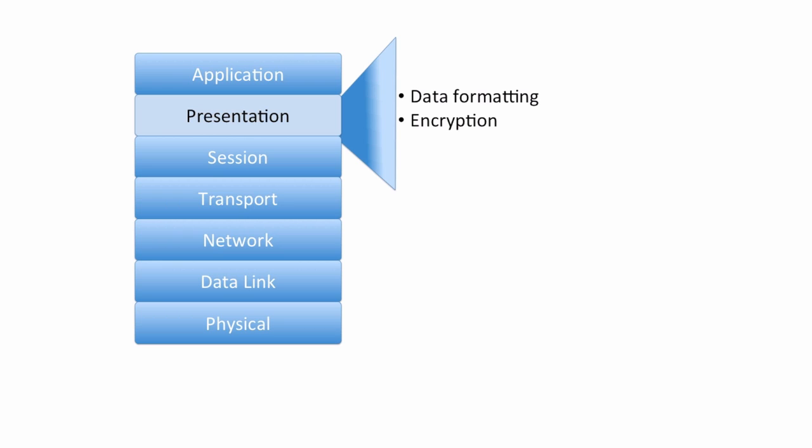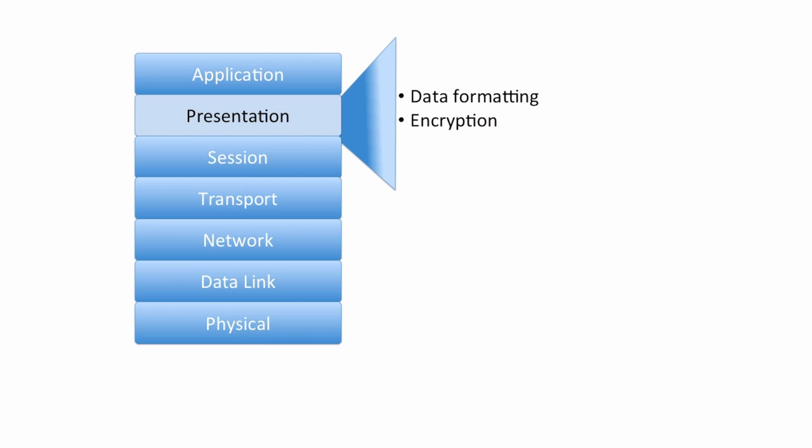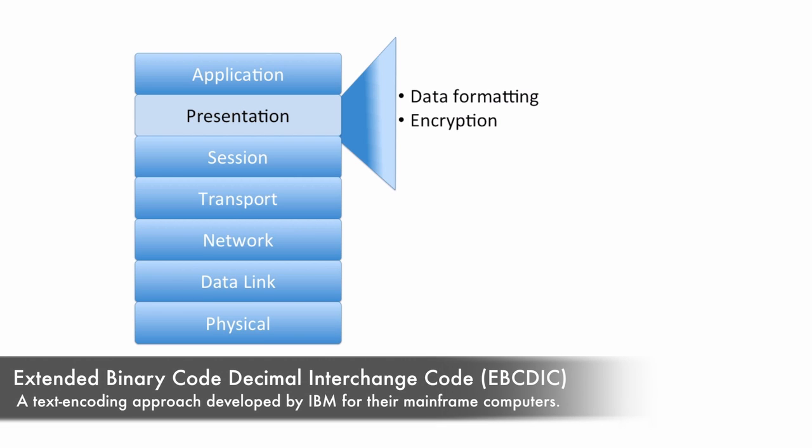There are different text formatting approaches out there that have been around for many years. One popular type is called ASCII. ASCII stands for American Standard Code for Information Interchange. Another way of representing text is using a format called Extended Binary Coded Decimal Interchange Code, or EBCDIC for short.